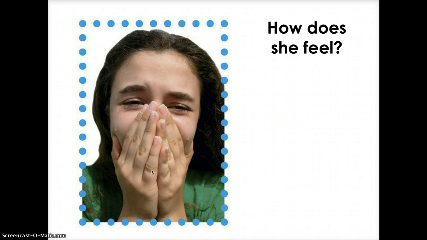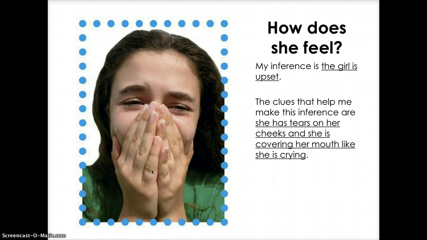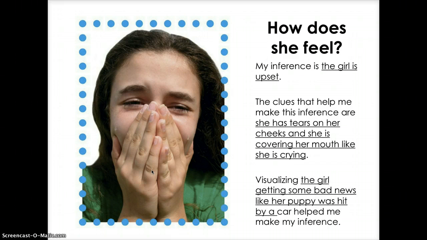All right, so exact same slide, but we're going to add a little bit. So how does she feel? My inference is the girl is upset. Well, how did I come to that? What are the clues? The clues that help me make this inference are she has tears on her cheeks and she is covering her mouth like she is crying. And then finally, I'm thinking of a picture of a girl getting some bad news, like her puppy was hit by a car, helped me make my inference.